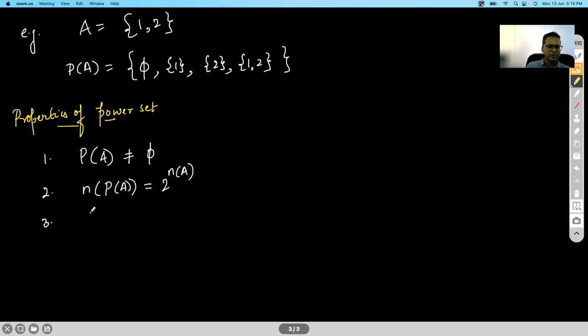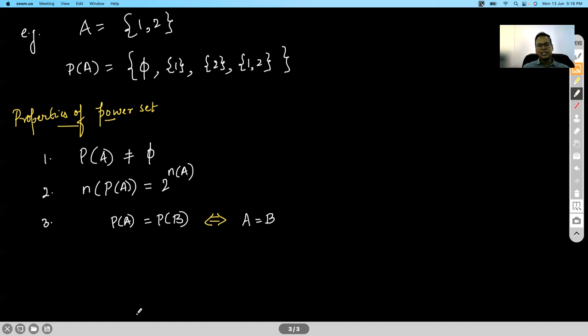If power set of A is equal to power set of B, okay? In fact, I should write it as an if and only if statement. If power set of A is equal to power set of B, then it implies and is implied by the fact that A will be equal to B.